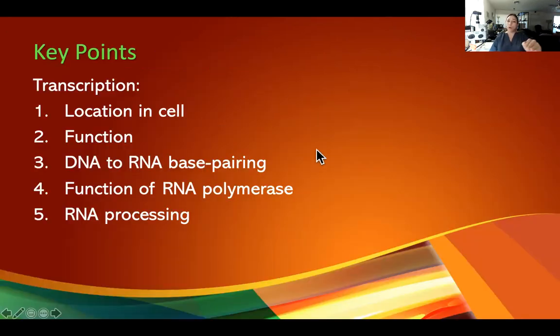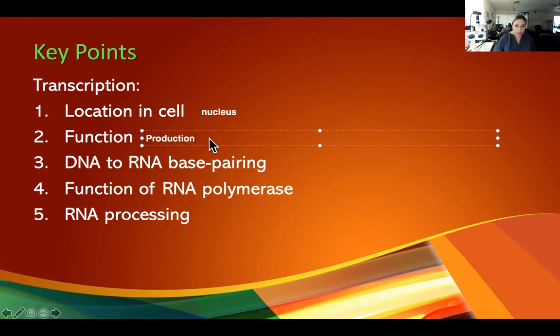I wrote this slide with key points to remind you of the information that you need to retain. So for transcription, the location in the cell is the nucleus. The function is the production of messenger RNA from DNA. I'm going to write these down for you here. So location is the nucleus. The function here we go, is the production of messenger RNA from a DNA template, right?